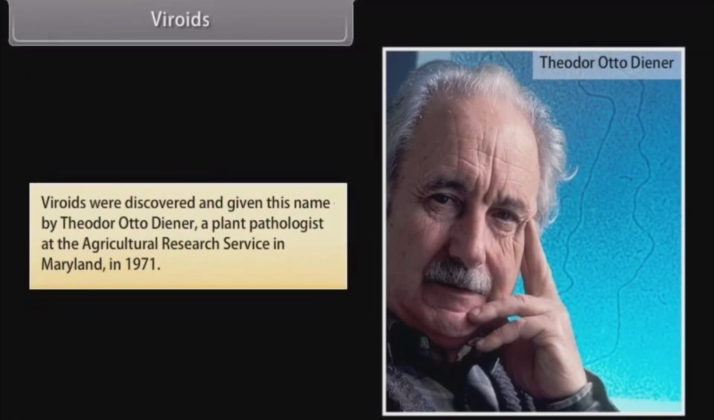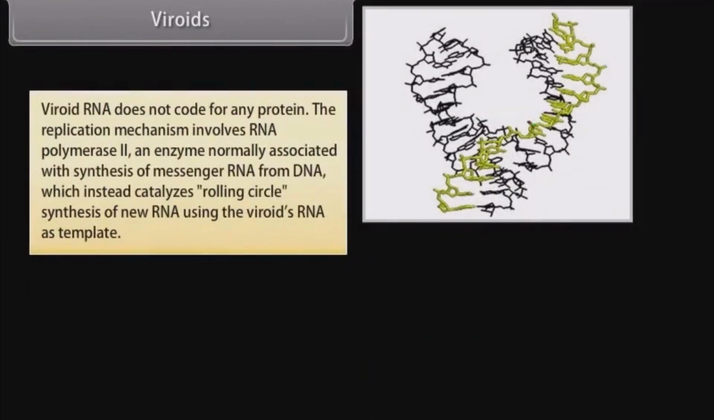Viroids were discovered and given this name by Theodor Otto Diener, a plant pathologist at the Agricultural Research Service in Maryland in 1971. Viroid RNA does not code for any protein. The replication mechanism involves RNA polymerase II, an enzyme normally associated with synthesis of messenger RNA from DNA, which instead catalyzes rolling circle synthesis of a new RNA using the viroid's RNA as template.